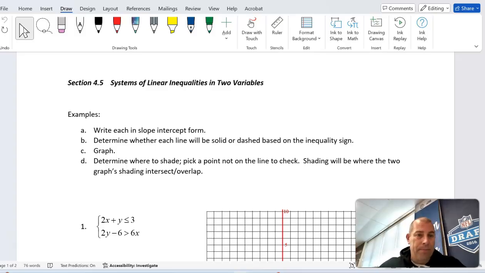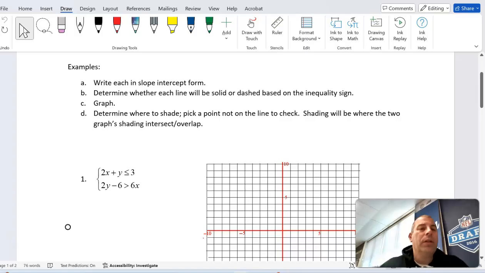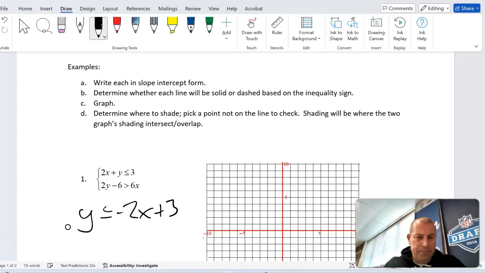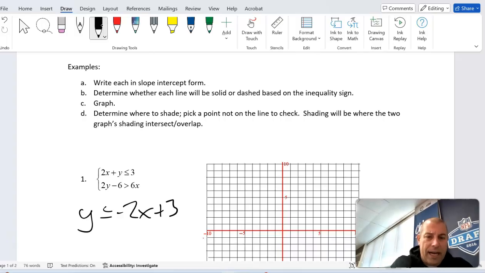So we have to graph them, of course, here. So we do need to get them in slope-intercept form first. Okay, so yeah, let's subtract our 2x over. So I've got y less than or equal to negative 2x plus 3. We're done there. All right, the other one. Okay, I'm going to add my 6 over. So I've got 2y is greater than 6x plus 6, because again, we added the 6 over.